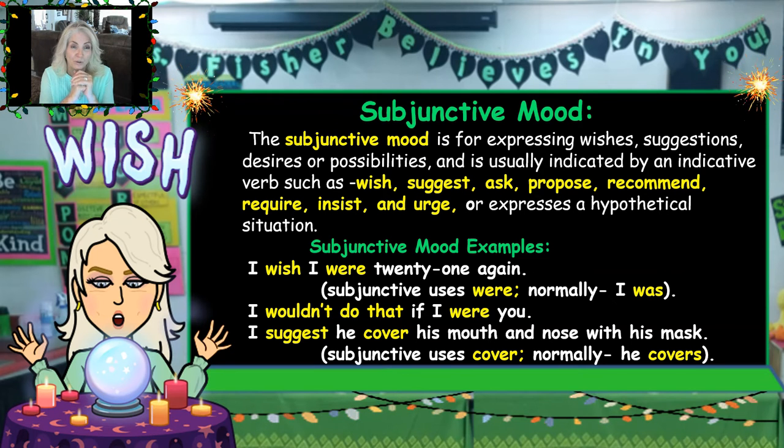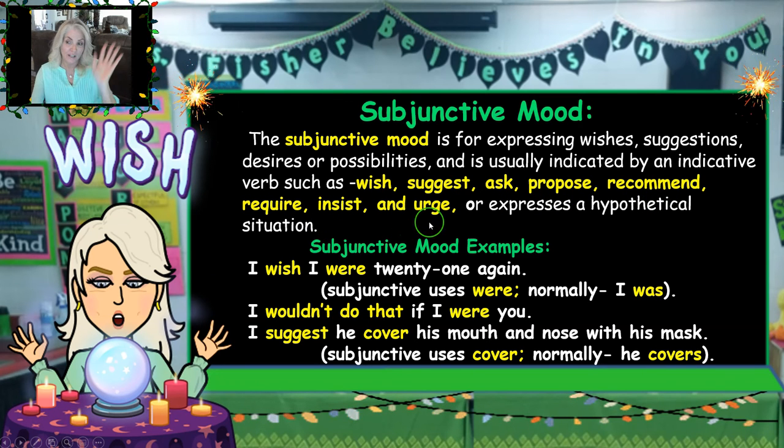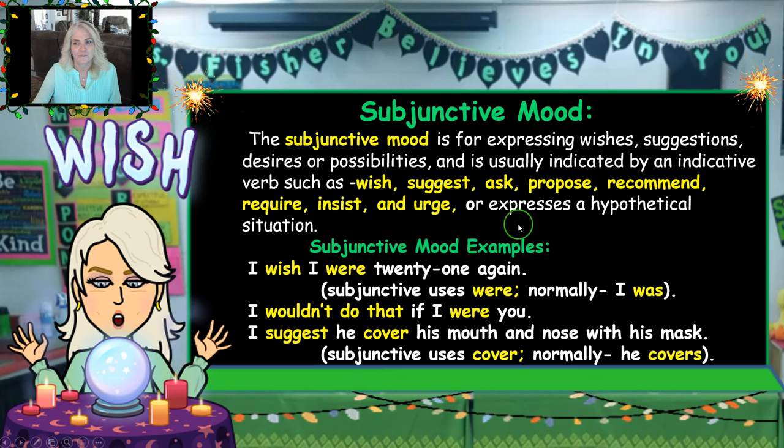When you have subjunctive mood, like conditional mood, subjunctive mood expresses wishes or suggestions, desires or possibilities, and is usually indicated by an indicative verb such as wish, suggest, ask, propose, recommend, require, insist, and urge. There's other ones, but those are just used. Or it can be expressed as a hypothetical situation. I wish I were 21 again. See that hypothetical? Subjunctive uses were. Normally, I was.